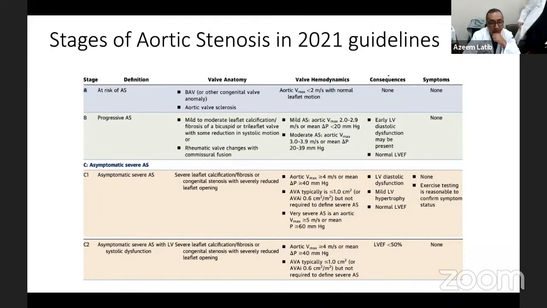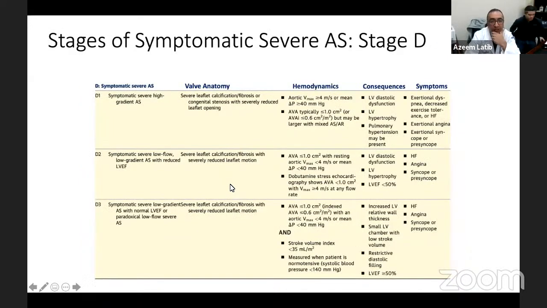And then there's C2, which is asymptomatic severe AS with LV systolic dysfunction. So all the same hemodynamics as severe AS, but now an ejection fraction less than 50%. Then they go into stage D, which is kind of the typical patients most of us see, the ones that are being sent for surgical aortic valve replacement or TAVR.